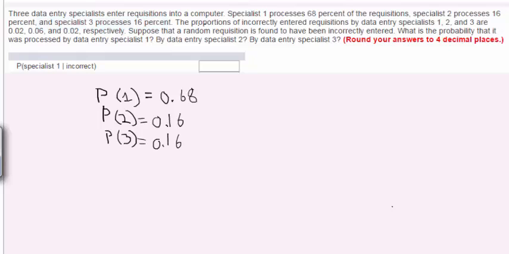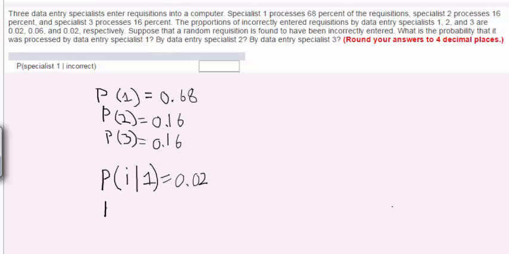Moving on to the next sentence, the proportion of incorrectly entered requisitions. What does that mean in probability statement form? Let's start with specialist 1, and the percentage they give us for specialist 1 is 0.02. Let's put that into a probability statement. The probability of incorrect requisitions by specialist 1, given that specialist 1 entered these requisitions, what's the proportion that it was entered incorrectly? 0.02. Not so hard.